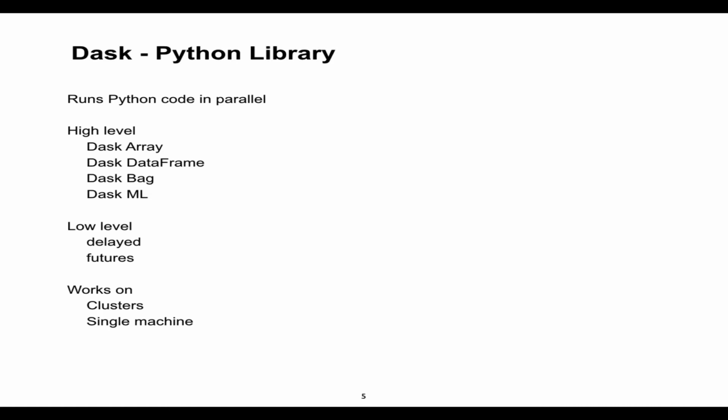So this Dask library will run Python code in parallel, and there's a high level and a low level. At the high level, you basically create a Dask data frame, which is implemented by having sub data frames for pandas, and then you can schedule those. At the low level, we can specify a piece of code and have it delayed, and we'll see an example of that. And you can run it on clusters, so you can distribute it across cluster machines, or if you've got a single machine with multiple cores, you can use the cores.